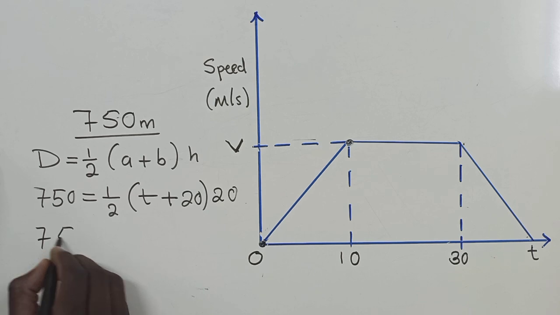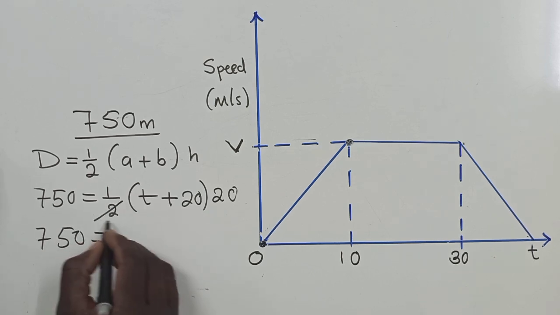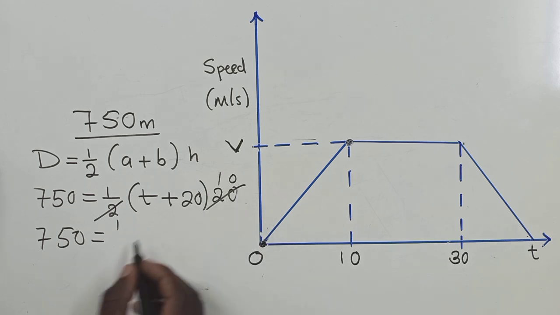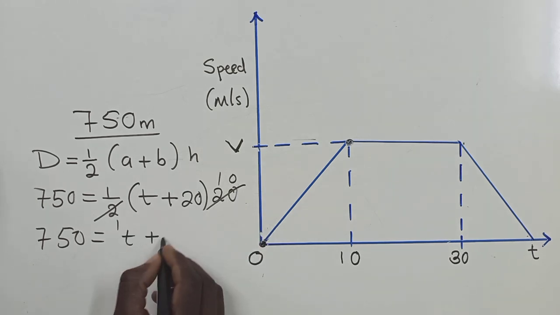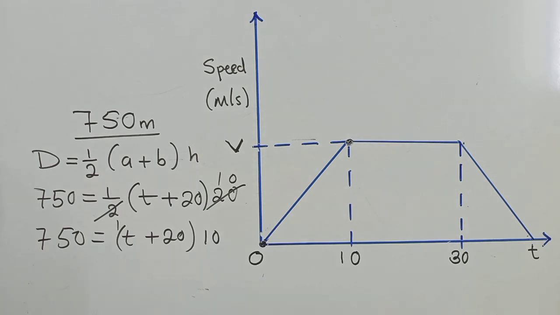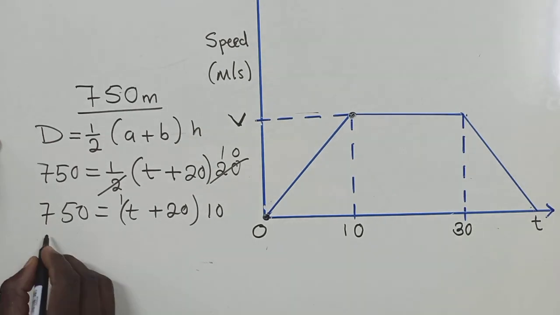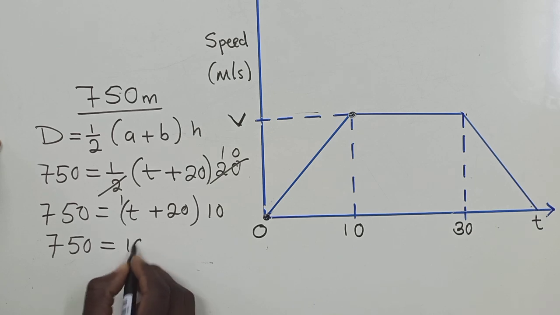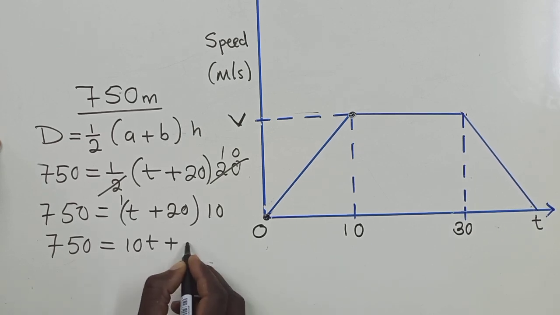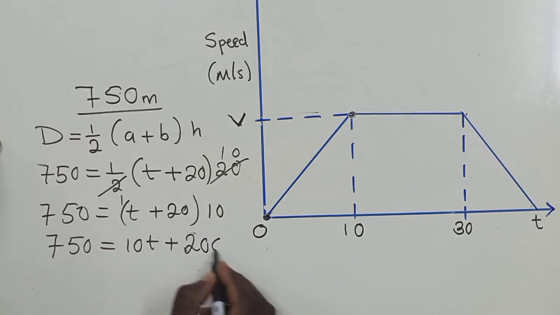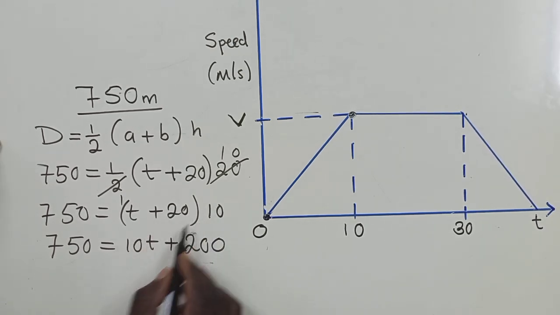So here we have 750 is equal to 1/2 times (t plus 20) times 20, which is 10. This is multiplication, so you can cancel. You have t plus 20 and a 10 right here. So to solve for t, we can distribute. You have 750 is equal to 10t plus 200. You multiply, you get rid of the brackets.